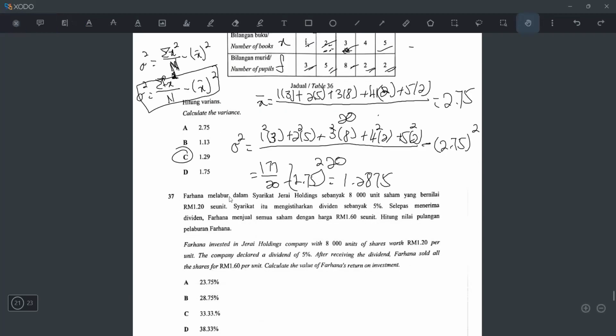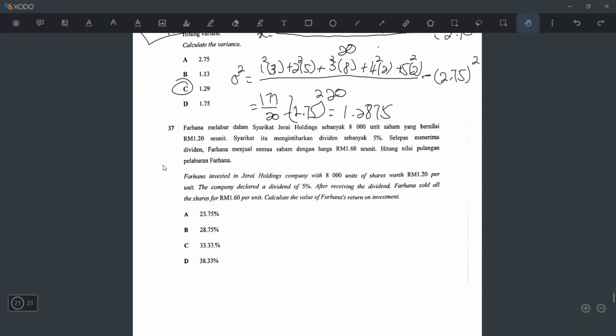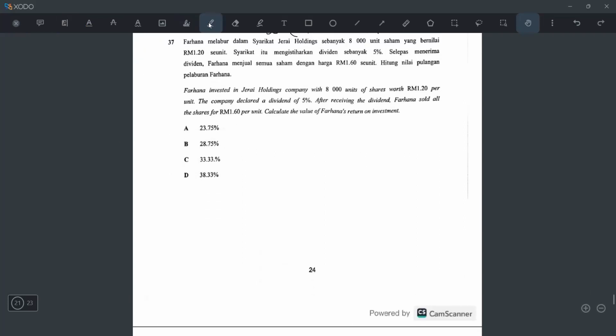I hope none of you go and square root it. No. The square root is for when they want standard deviation, then you square root this. If you square root this, you will get 1.13, I think. But that's wrong. That's the wrong one. You don't have to square root for variance.